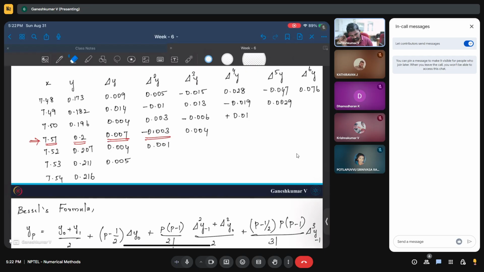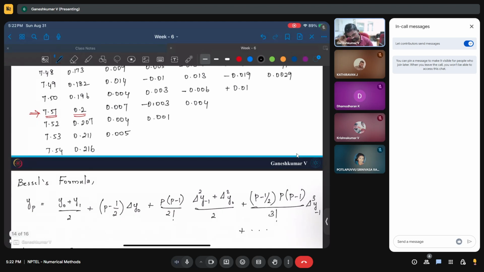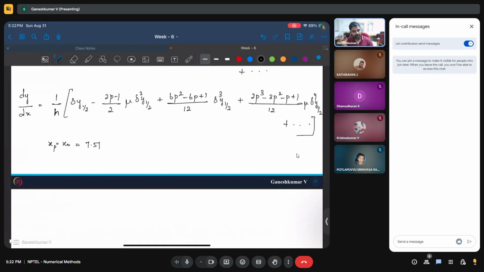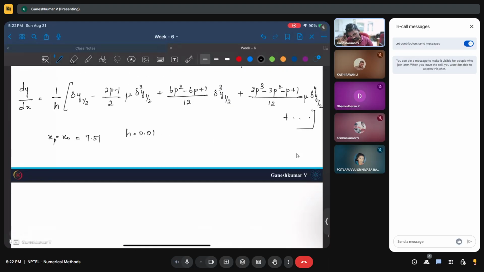Actually, this is not forward difference, right? This is not forward difference. So we will come to that. But what I want to tell is x naught is 7.51 and your xp is also 7.51 and h is 0.01, I guess. Yeah. So if this is the case, your p is going to be xp minus x naught by h, which is 0. Okay. Which means these terms can be simplified. These terms will go away.